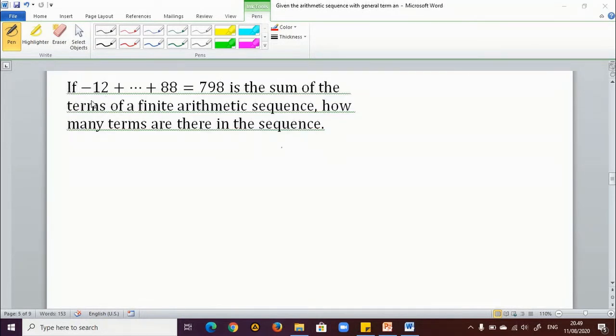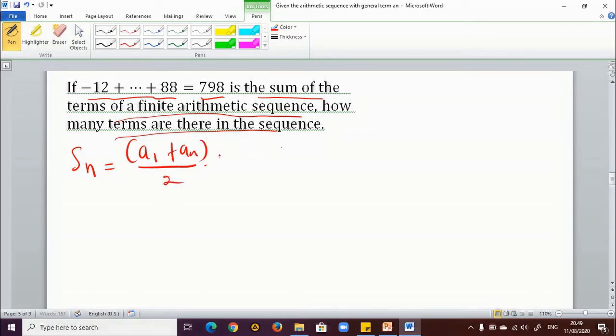Okay, now another example. If minus 12 plus blank blank blank plus 18 is equal to 79, the sum of the terms of a finite arithmetic sequence, how many terms are there in the sequence? So we know that if the sum of the terms is Sn, it is equal to the first term plus the nth term over 2 times n. So from here, we have the first term is minus 12, and the nth term is equal to 18.